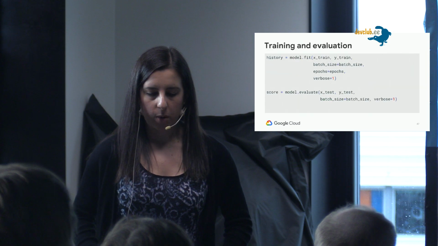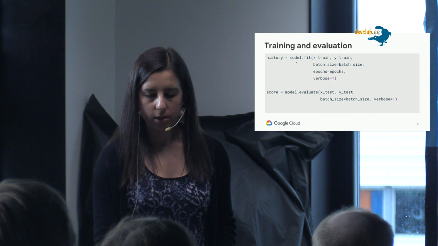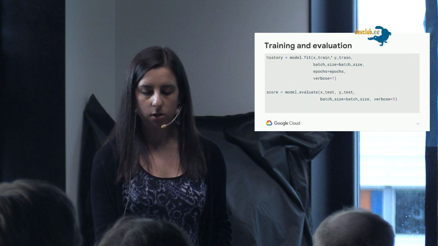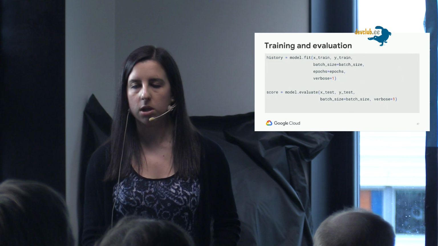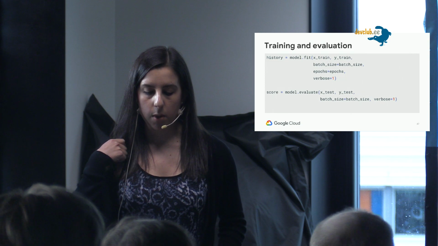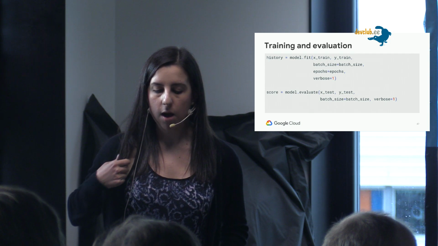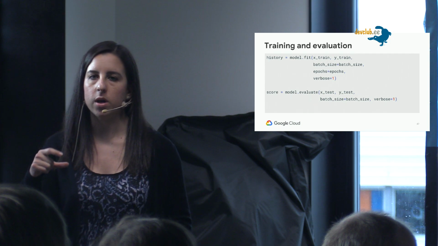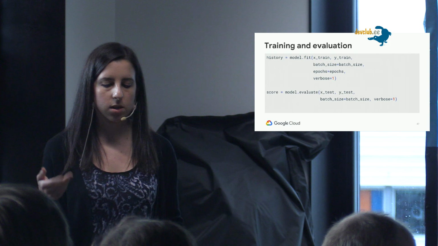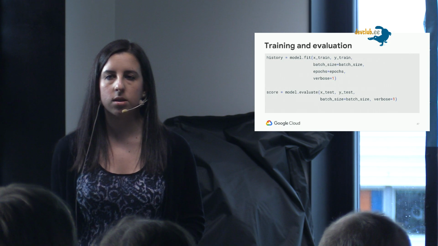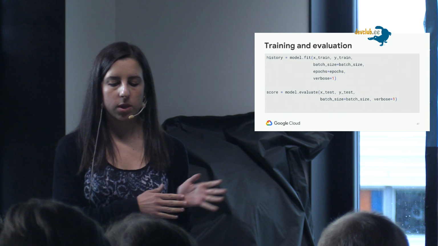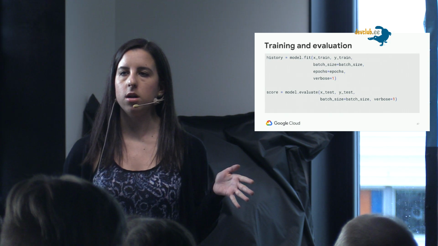So this is how we train our model. We just call model.fit. We pass it our training data. So xtrain would be our bag of words, and then ytrain would be the corresponding labels. Batch size tells our model how many elements it's going to evaluate at one time. Again, this is another hyperparameter that you can experiment with. And then epochs is how many times our model is going to go through our entire training set.